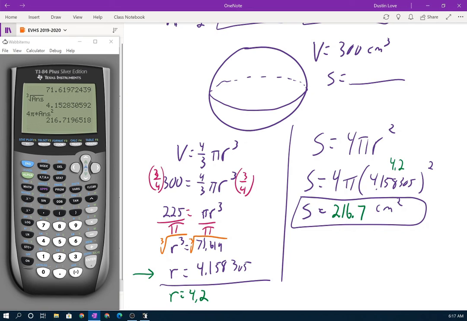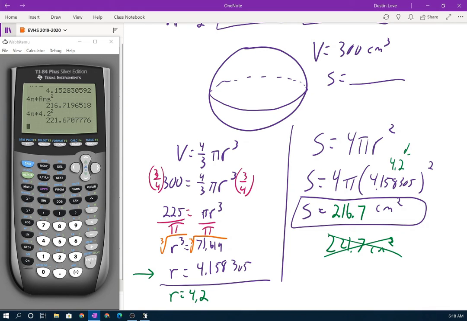Anyway, back to our rounding errors that we can talk about. Once again, if we round to 4.2 and then put a 4.2 in there, 4 pi times 4.2 squared gives me 221, a full 5 units off, okay? That would give me 221.7 centimeters squared, which is not a correct answer.